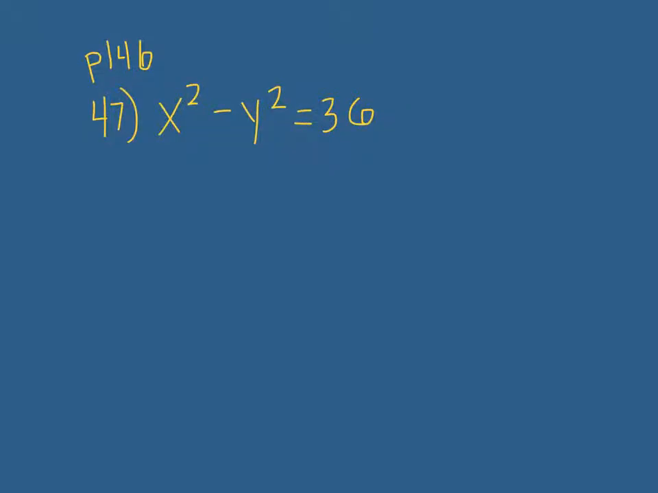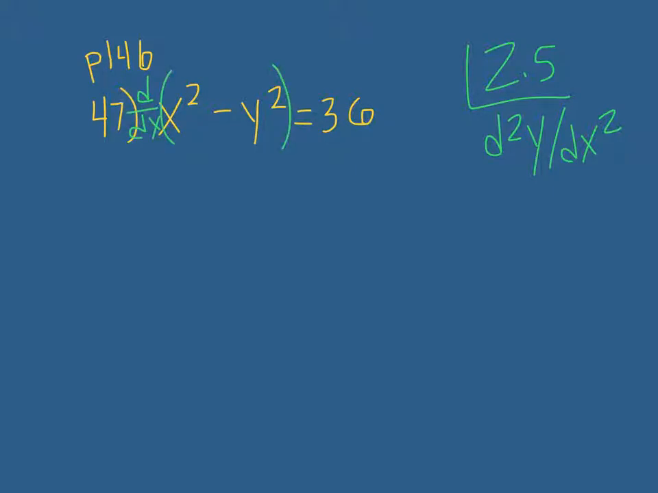Okay, so this first homework question from 2.5 was asking you to find the second derivative, which the notation looks like this. So first we need to find the first derivative with respect to x because it has dx on the bottom. So for both of these, I'm going to take the derivative with respect to x. This is going to be 2x, and then this is going to be 2y, but then I need to have a dy/dx because there's a y there and it's with respect to x. And then the derivative of 36 is 0.